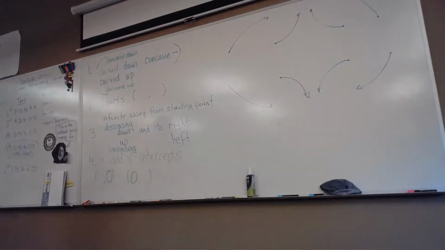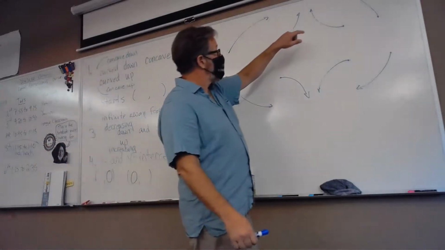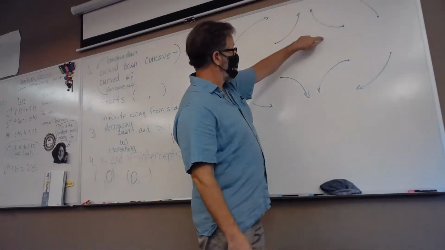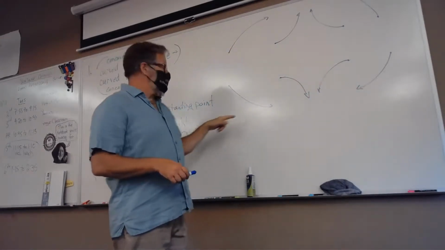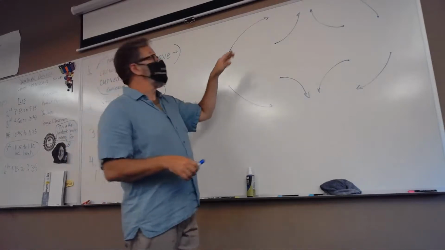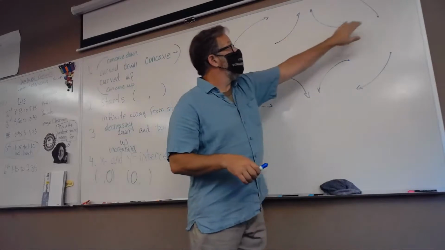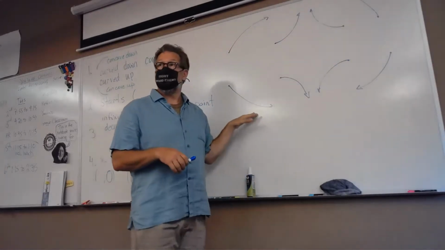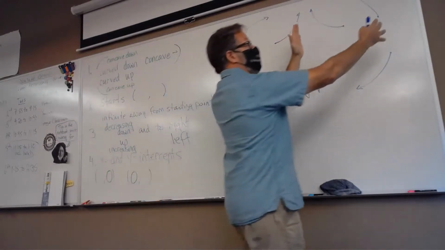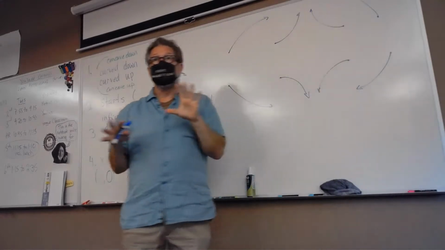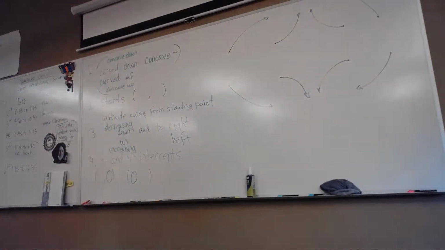I can be concave up. 1, 2, 3, 4 concave up graphs. I can be increasing or decreasing. There's 4 increasings, 4 decreasings. And I can be going to the right, 4 graphs, or to the left, 4 graphs. Those are the only 8 possibilities. Now, where you start could be all over the place on any of those. We're going to ignore the where you start part.